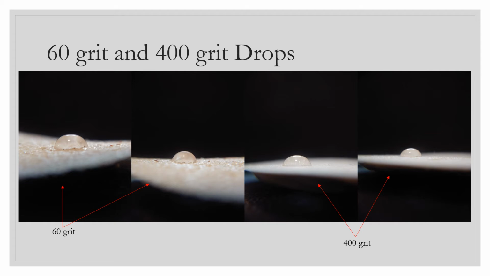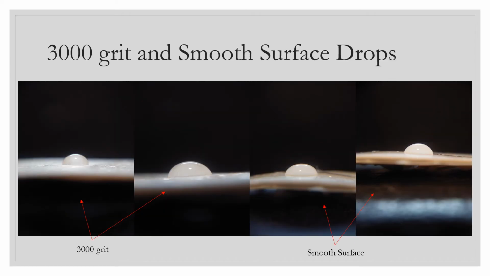These pictures represent the different drops on the silicone molds. 2 drops were placed and measured on each different grit. On the left shows drops on 60 grit, and on the right is drops on the 400 grit sandpaper mold. Here are more pictures with drops on 3000 grit on the left, and drops on the smooth glass surface mold on the right.